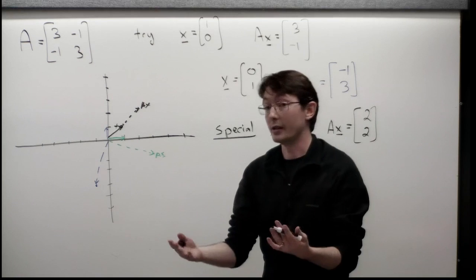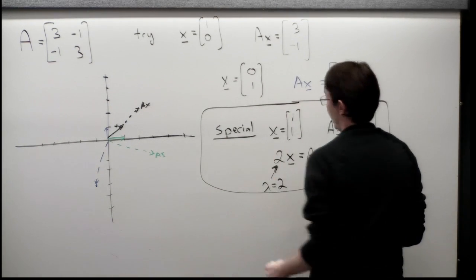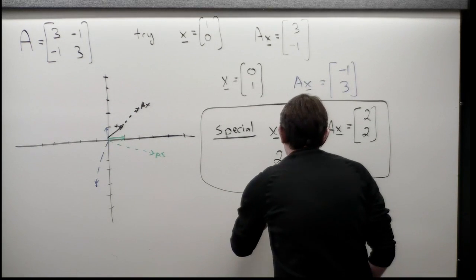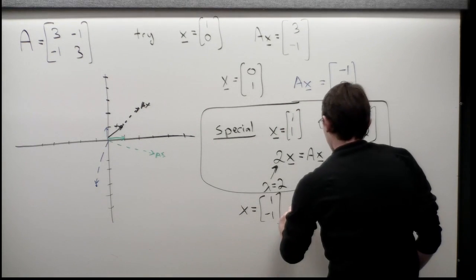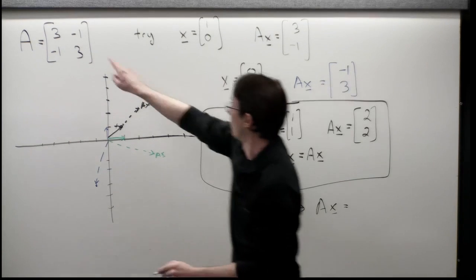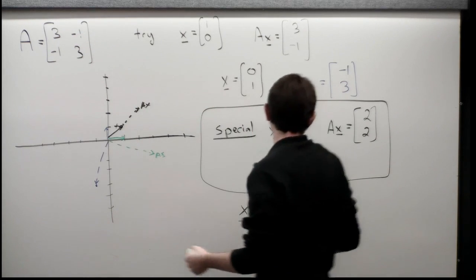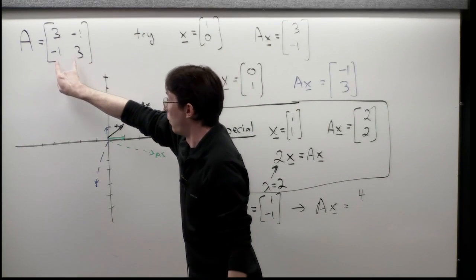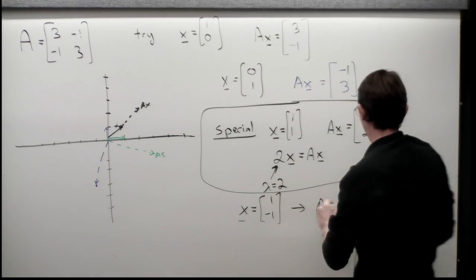Now there's another special eigenvalue and eigenvector. So let's try the second one. Let's try x equals (1, -1). This maps to A times x equals: 1 times 3 plus -1 times -1 is 4. And similarly, 1 times -1 is -1, plus -1 times 3 is -4.